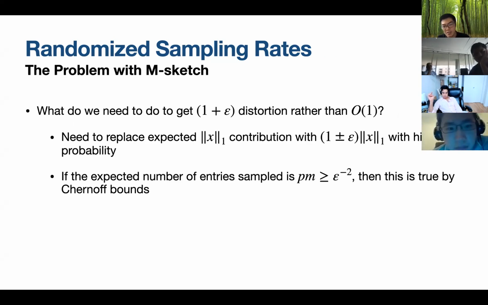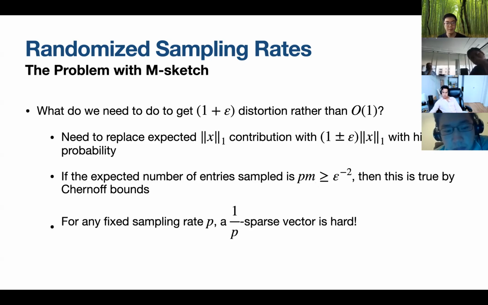And this would be possible if only we sampled enough entries, right? So if we expected to sample at least 1 over epsilon squared items, so the expectation can be written as p times m, where m is the sparsity and p is the sampling probability, then yeah, we just use Chernoff bounds.